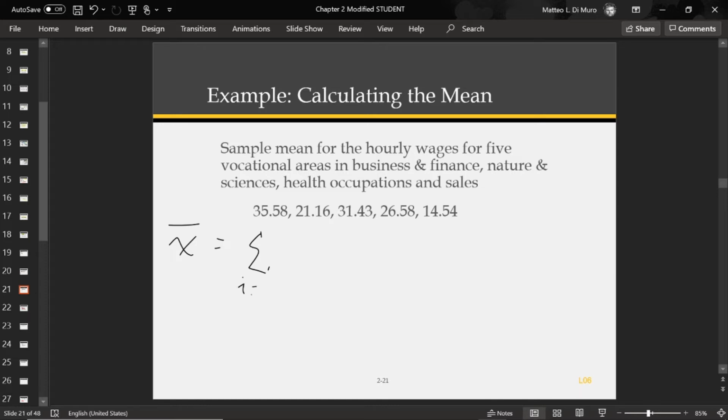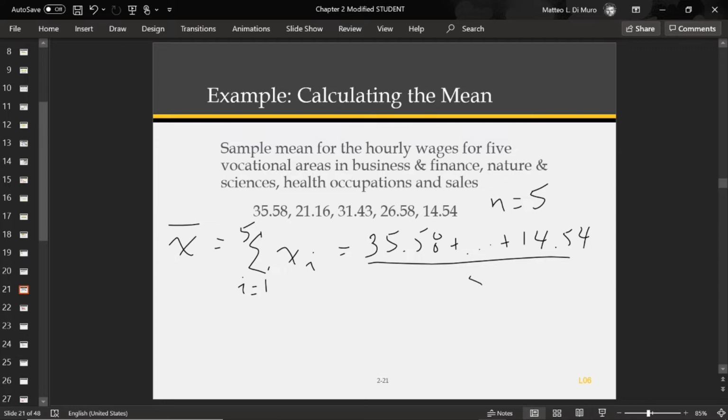We're going to start with i starting at 1. There are 1, 2, 3, 4, 5 data points, so n is 5. I like to write n is 5 over here. In no particular order, it's going to say, add them up. Literally, if you want to, you can write them all out. For the purposes of showing my work, I'm going to write the first one, 35.58, plus, dot, dot, dot, plus, and then write the last one. If you did this on a test, I would consider that enough work so that I know you know what you're doing.